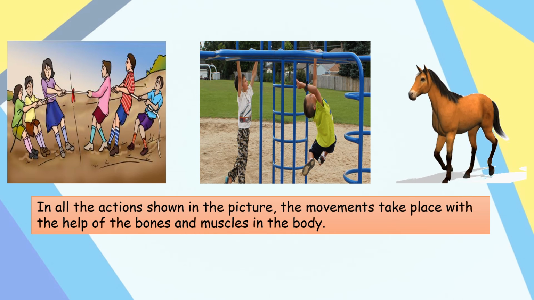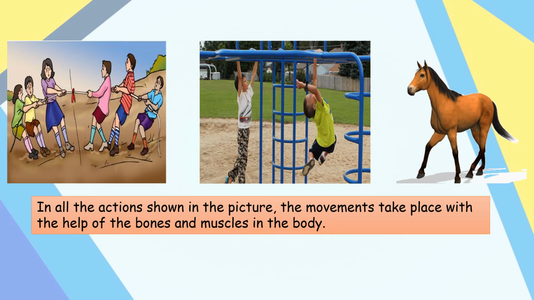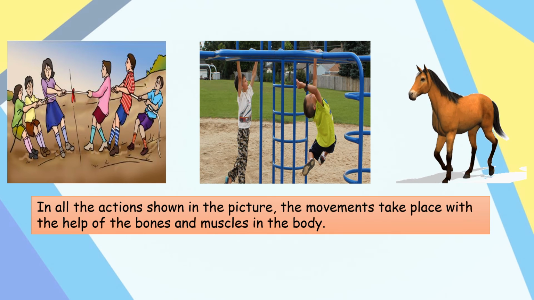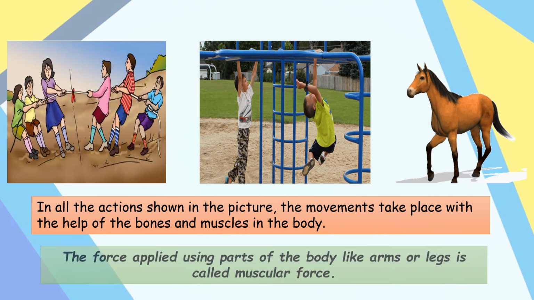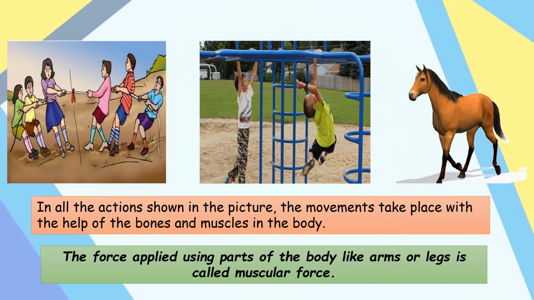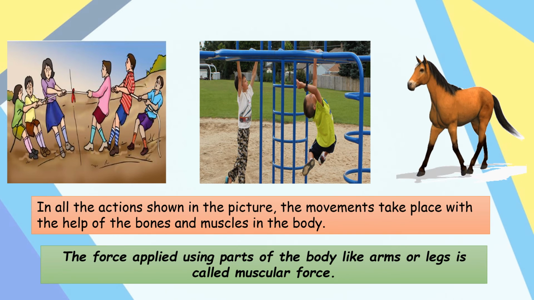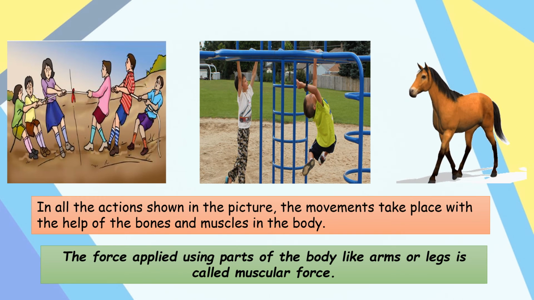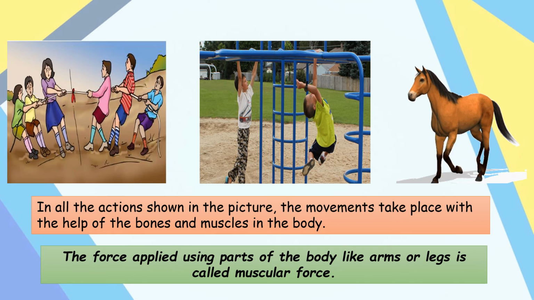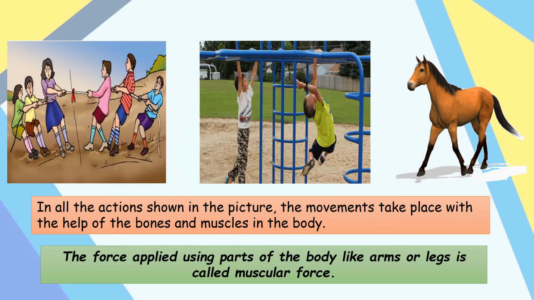So in all these actions that you see in the picture, the movements take place with the help of the bones and muscles in the body. Yes or no? The horse is moving, so inside the horse also there are bones and muscles that are moving. That is what is muscular force. The force applied using parts of the body like arms or legs is called muscular force. I hope now the topic of muscular force is clear to all of you.